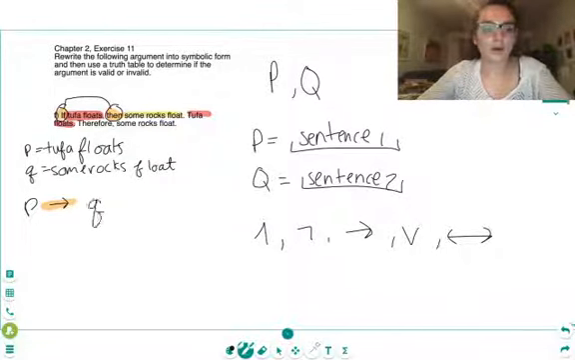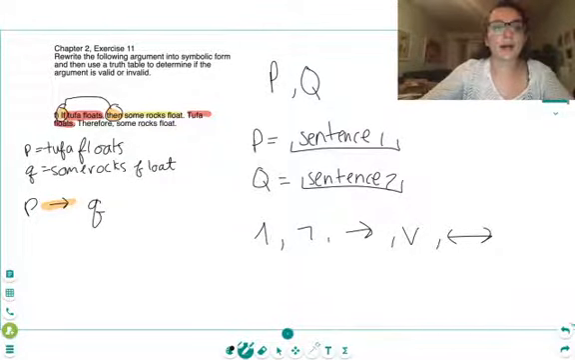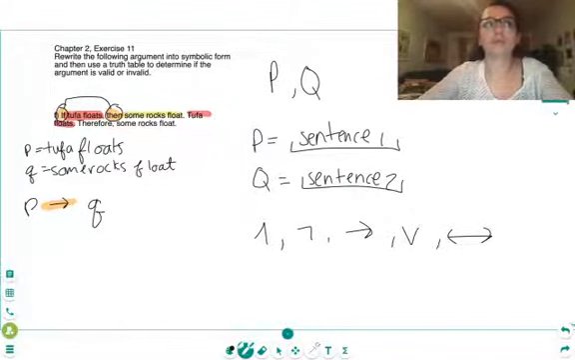Then also we have a period. That in my head just means go underneath this, because you have to make a new premise or a new sentence in its entirety. So the next thing would be tufa floats. That's literally just P. And then you have therefore, so this is going to be your conclusion.